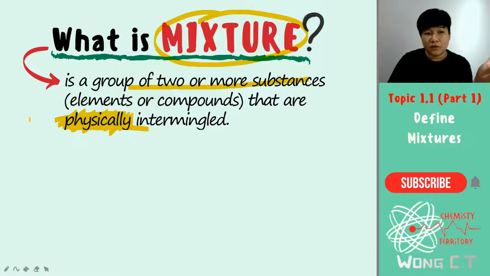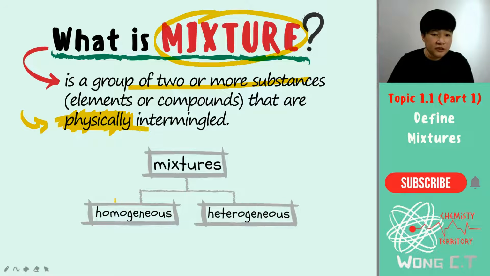So the main difference over here is the word physical. They are not going to undergo any chemical reaction. You're only basically going to mix them up and you can easily separate them. Okay, that is actually a mixture. And we have 2 types of mixture, homogeneous and also heterogeneous.